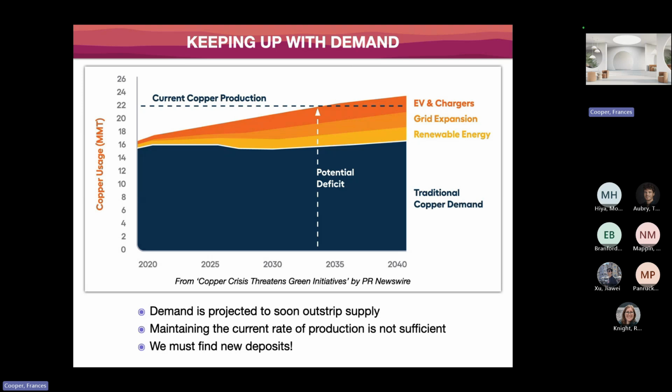And this is our current copper production up here, so 22 million megatons. And if that stays flat, then we're going to hit a potential deficit only about 10 years from now. And there are lots of different versions of this plot, but the underlying fact doesn't really change, that our current production rates are not going to meet the needs if we really do want to undergo this big energy transition that we say we want to. So demand is projected to soon outstrip supply. Maintaining the current rate of production is not sufficient, and we really do need to find new deposits. Again, I'm in the Campbell School of Mines, so none of this is probably new to anybody here.